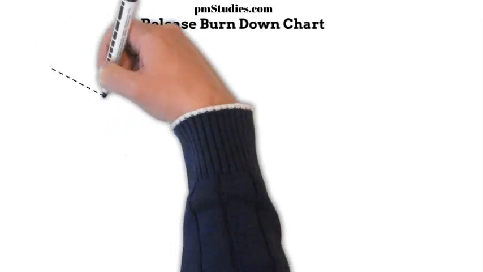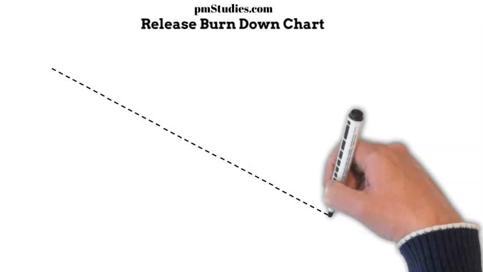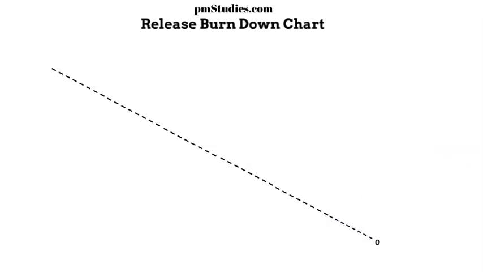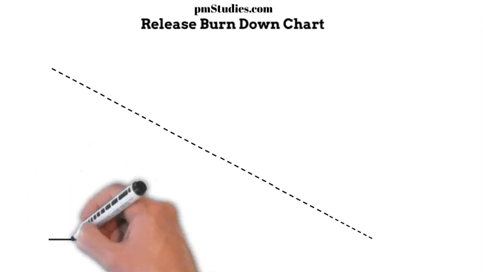A single line trending downwards towards zero intuitively shows the decreasing amount of work left. This simplicity makes them easy for all stakeholders to understand at a glance without requiring much explanation. Let's now construct a burn down chart for a release.